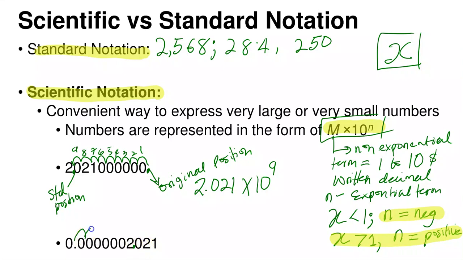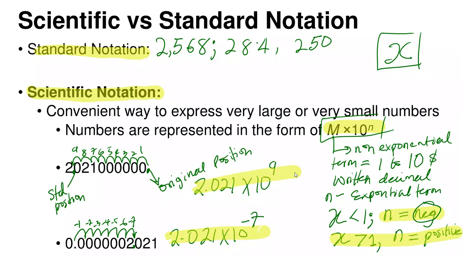So we're going to move it 1, 2, 3, 4, 5, 6, 7. In this case, we're going to say negative 1, negative 2, negative 3, negative 4, negative 5, negative 6, negative 7. So we have our n to be negative. So what we're going to put is 2.021 times 10 to the negative 7. This representation is the scientific notation for that number.